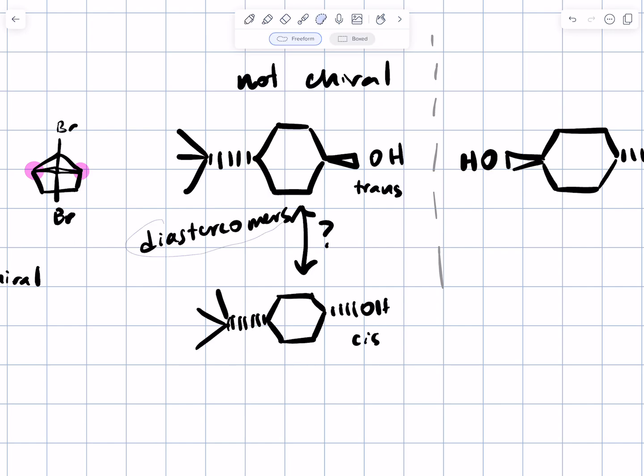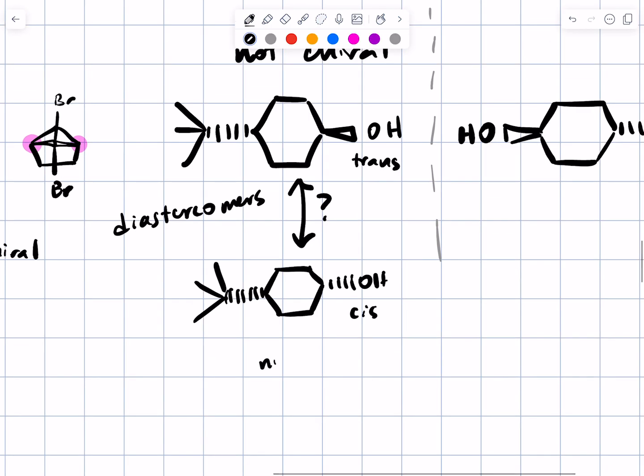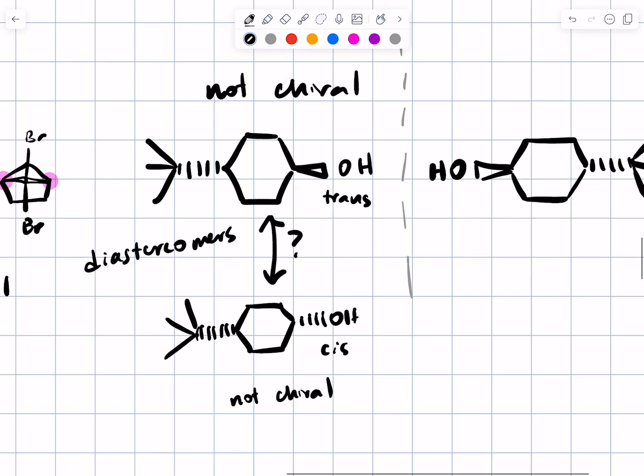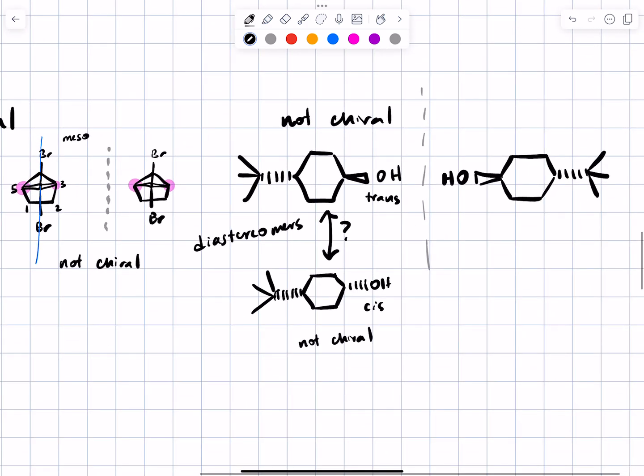So you can see that two molecules that are diastereomers both might not be chiral. The concept of diastereomer is not related to the concept of chirality. Two diastereomers may or may not be chiral, but they're not enantiomers.